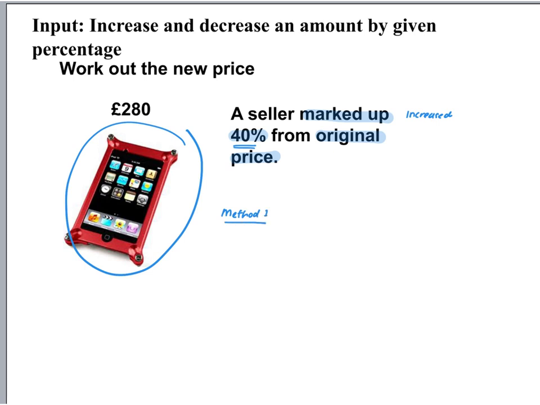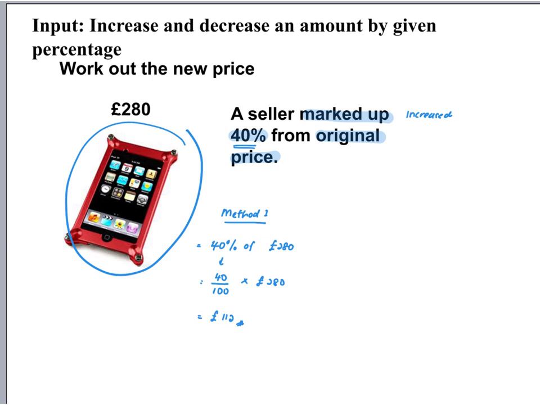Okay, in method 1, we first need to find out, as step 1, what 40% of £280 is. So 40% means 40 over 100. Of means times £280. So use your calculator, take 40 divided by 100 times 280. You would have £112.